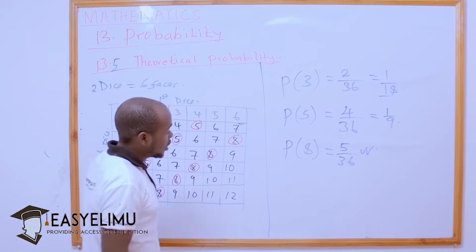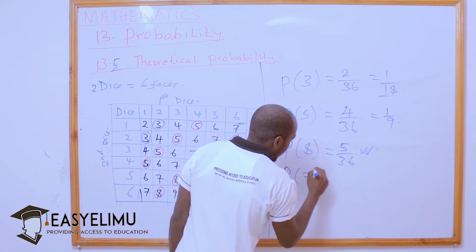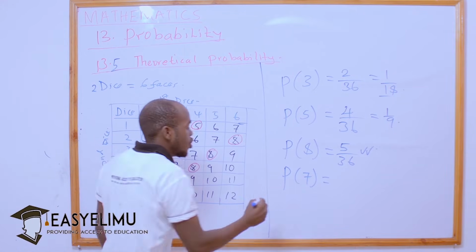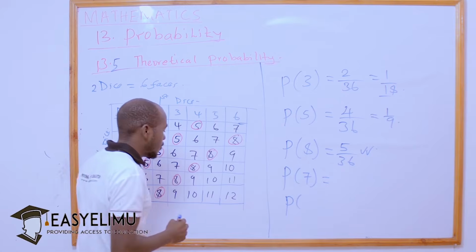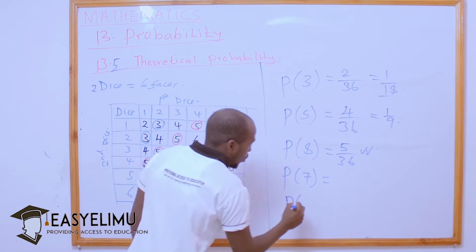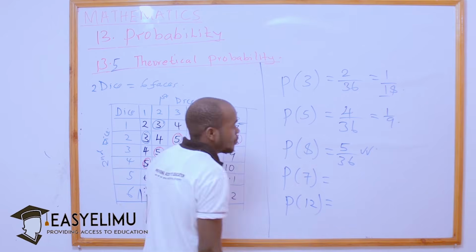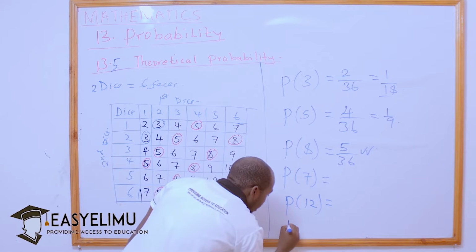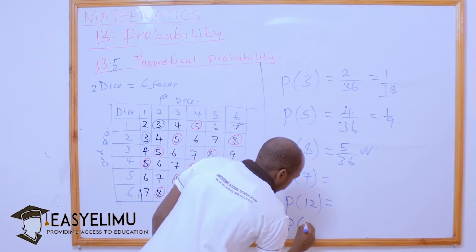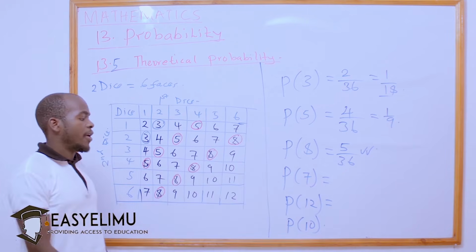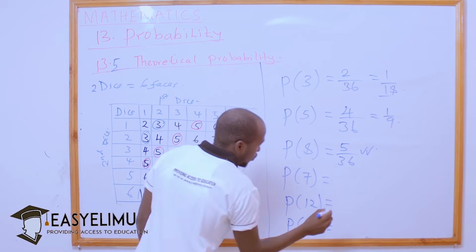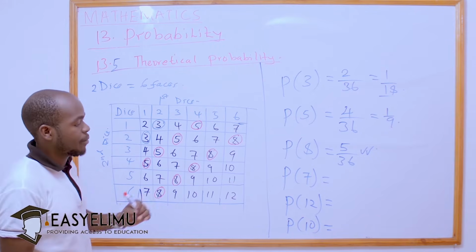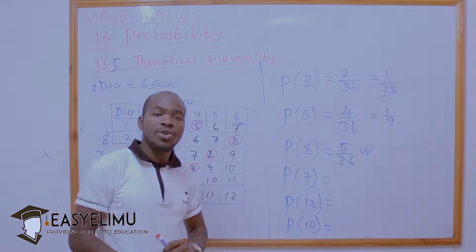And if it is the probability that the sum will show up 7, then you can calculate that from there. And I want you also to calculate the probability that the sum of the faces will be 12, and that of 10. I want you to calculate and give out what you find as the answer of that given probability. So I have left these 3 for you.